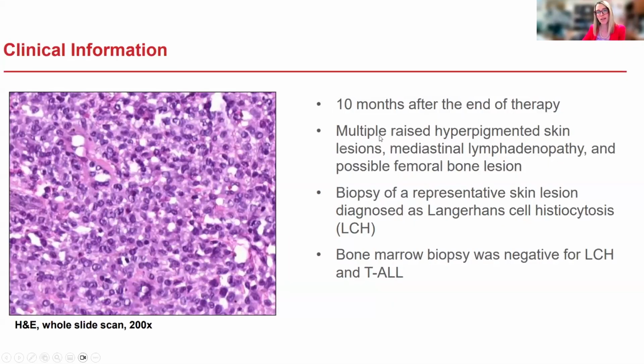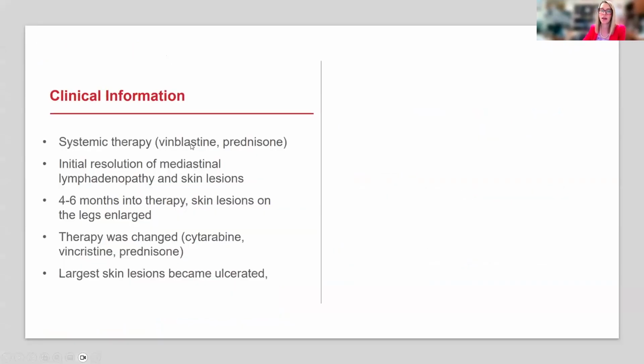and then 10 months after therapy, started to develop some skin lesions in addition to some lymphadenopathy, a bone lesion, which was unusual. They did biopsy one of the skin lesions, which showed LCH. At the time, they also went back and re-biopsied the marrow, which was negative for both LCH and the T leukemia. Systemic therapy was started, and there was an initial good response to the lesions that had popped up.